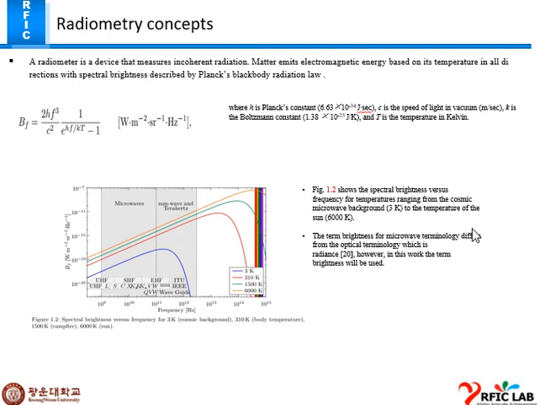Now you can see in this figure the spectral brightness versus frequency for temperatures ranging from the cosmic microwave background, 3 K, to a temperature of some 6000 K. The term brightness in microwave terminology differs from the optics terminology, which is radiance. However, in this work the term brightness will be used.